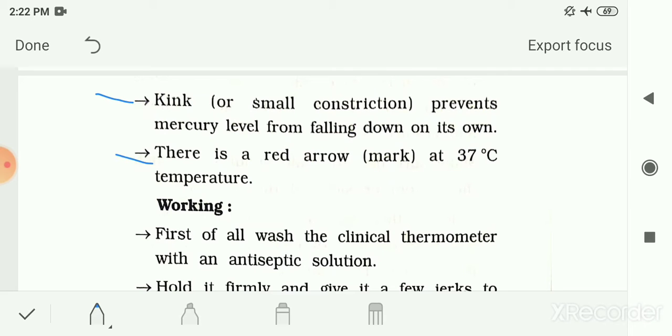The next is there is a red arrow or mark at 37 degrees Celsius, which represents the normal body temperature of the human being. So this is the construction of the thermometer. It consists of a long narrow uniform glass tube, in which the capillary tube is present, and in that mercury expands or contracts according to the temperature.